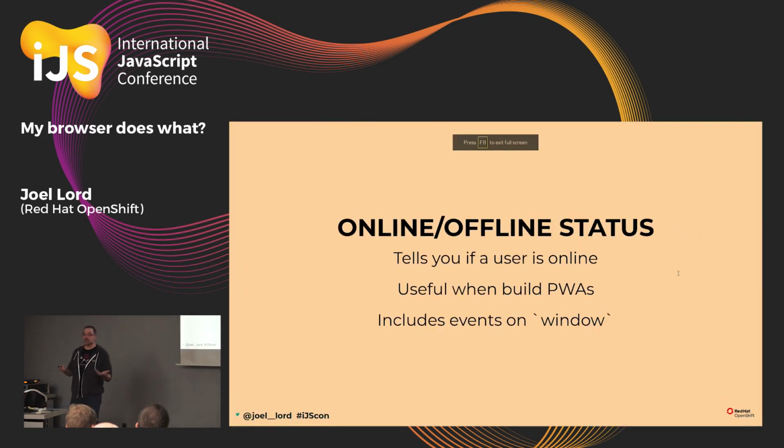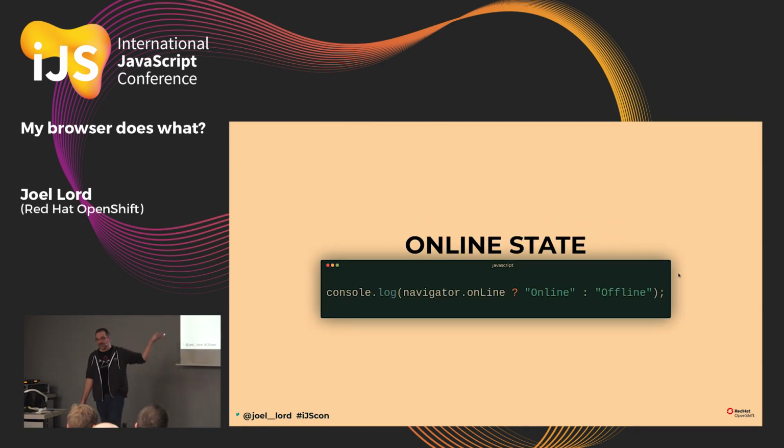Yeah, and it just includes different events in the window object. So navigator.onLine is very easy to use. It will return either online or offline. No, actually, it will return a Boolean, I'm sorry, and then you can display whether the user is online or offline.